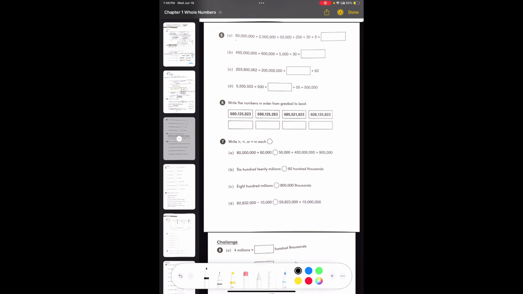Question number 5. We have 60 million plus 2 million plus 50,000 plus 200 plus 30 plus 9. So what we're going to do is just add it all together. And you might be thinking that this will be very hard and it'll take a really long time. But it actually won't. Because each of these digits is at a different place in the number than any other digit.